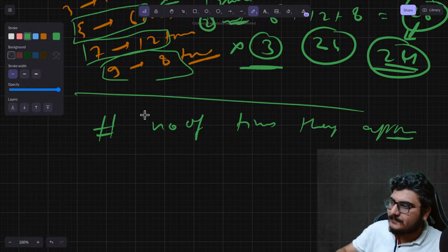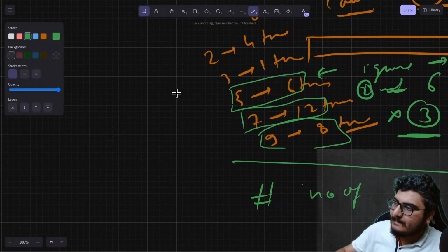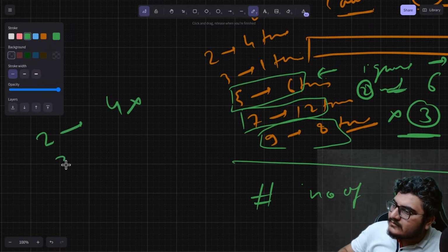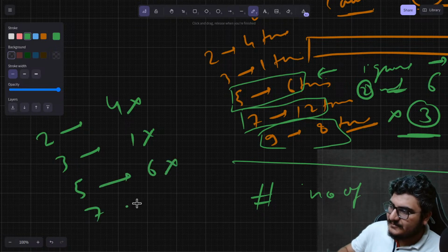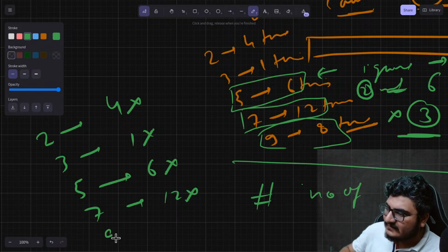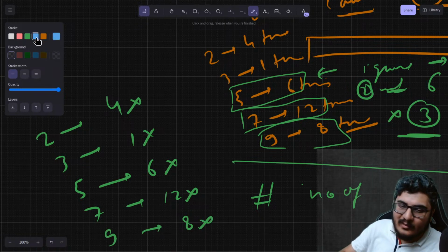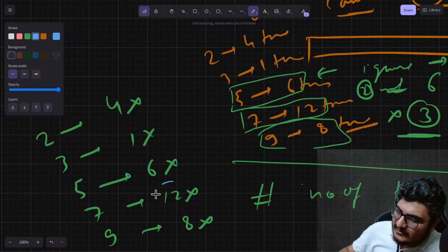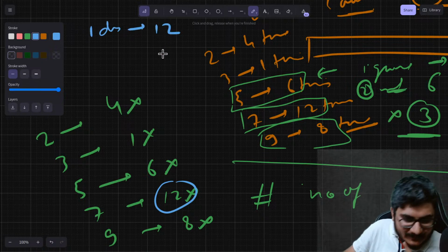So my idea is, let's say this is the example I have chosen. We have a sequence where 2 appears 4 times, 3 appears 1 time, 5 appears 6 times, 7 appears 12 times, 9 appears 8 times. First I will count the maximum length of sequence I can get using only one element, and the answer would be 12. With one distinct element, the maximum sequence length I can get is 12.